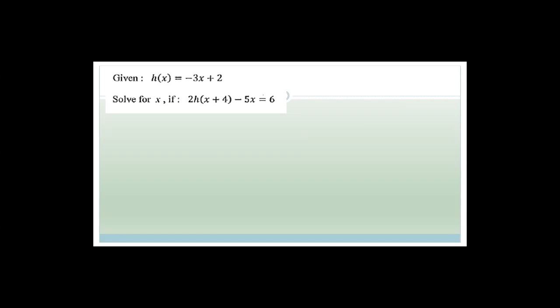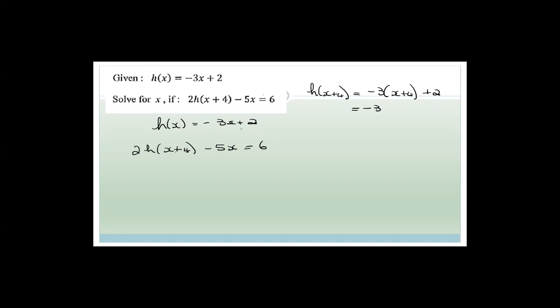Right, now we're doing something a little bit more interesting. We've been given h of x. h of x is equal to minus 3x plus 2. Okay, it's a very standard equation, straight line graph. Now they say solve for x if 2 h of x plus 4 minus 5x is equal to 6. Okay, so the first thing we need to do is find out what h of x plus 4 is. So wherever we see an x, we're going to write in x plus 4, okay? So h of x plus 4 is equal to minus 3 times x plus 4 plus 2.